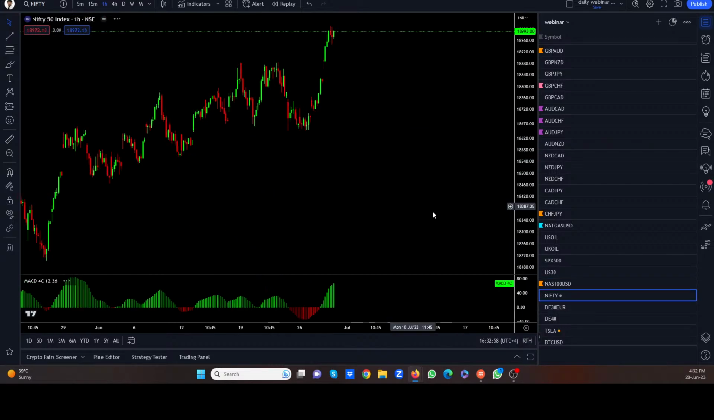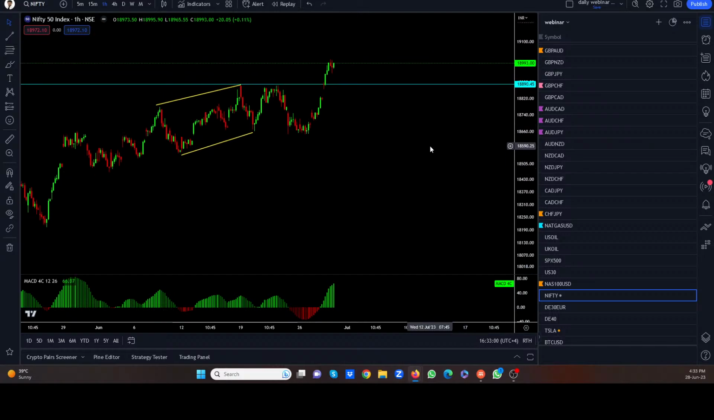Nifty, some of you want to trade Nifty. Wait for a flag buy. It's starting to make a flag here, buy.